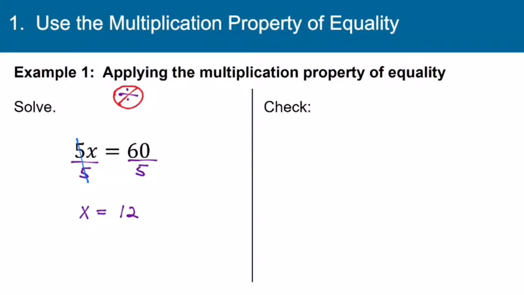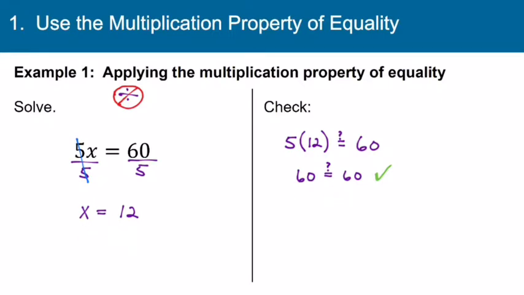Okay, now let's check our solution. So we'll take our original equation, which was 5x equals 60, and we'll substitute the 12 in place of the x. So we'll have 5 times 12 equals 60, and there's that question mark again to remind us that we're trying to verify this here. So 5 times 12 is 60, and now we have a true equation, and we can say for sure that 12 is the right solution.